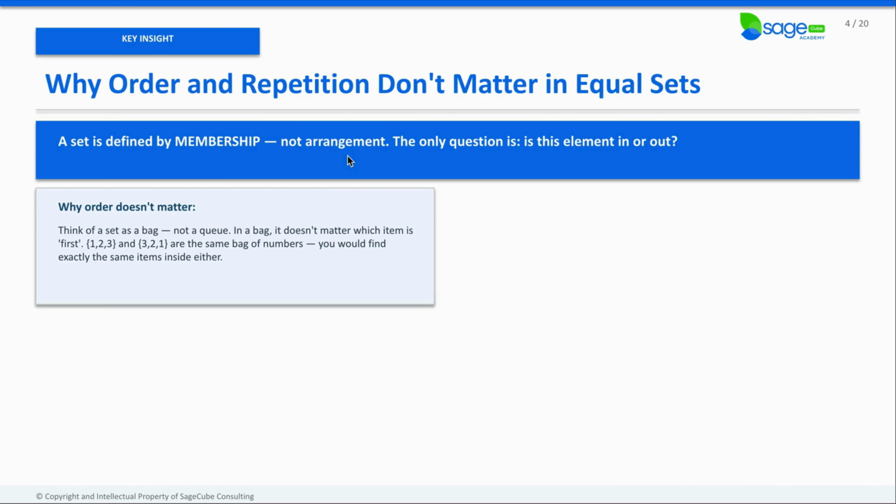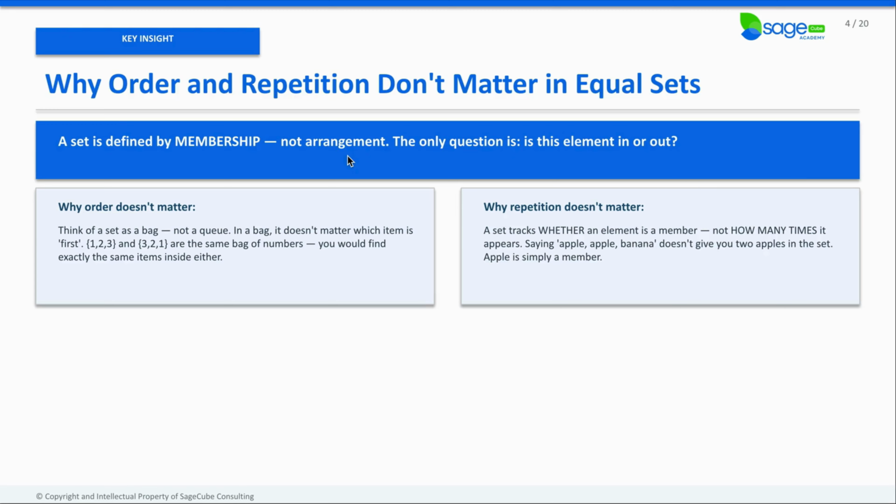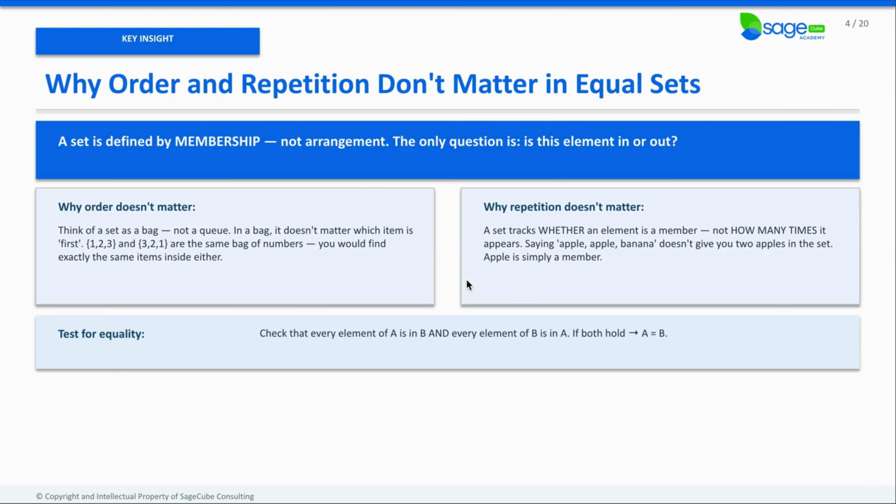So you would find that exactly the same items can be found in what? Either bag. Now, why repetition doesn't matter? A set is tracking whether an element is a member, not how many times it appears. So if you say apple, apple, banana, it doesn't give you 2 apples in a set. You have just what? Apple. So apple is simply a member. So remember, when we are testing for equality, what we are doing is checking that every element of A is in B and every element of B is in A.